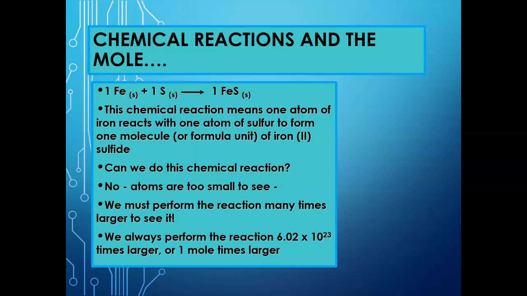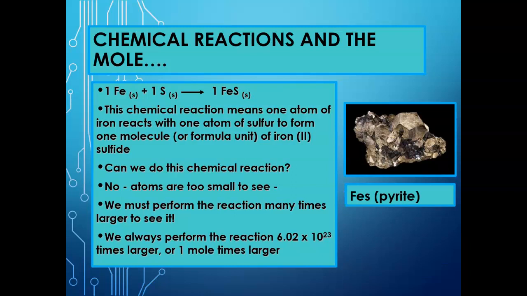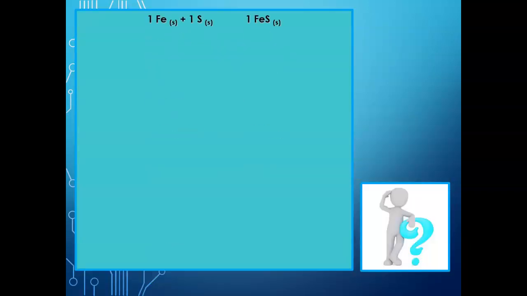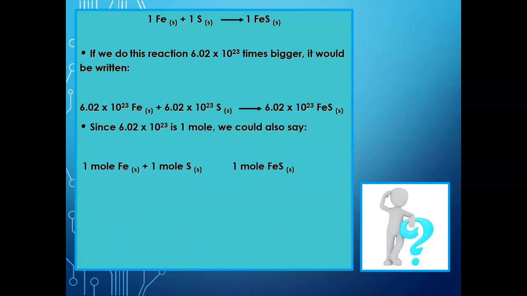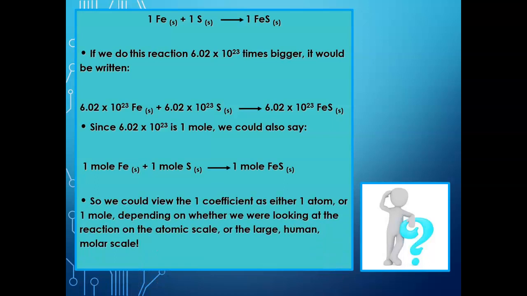So, to bring it to the macroscopic scale where we can see it, we perform the reaction 1 mole times larger. So, we have our reaction. If we do this 1 mole times larger, we could write it with the atoms, just like this, or we could convert it to the moles. So, that coefficient could be atoms, or it could also be moles. And yes, everything we do in chemistry is going to keep going through moles.